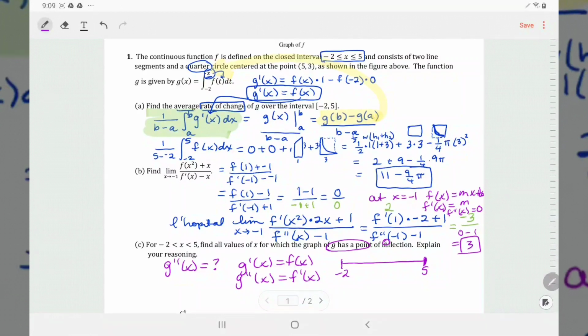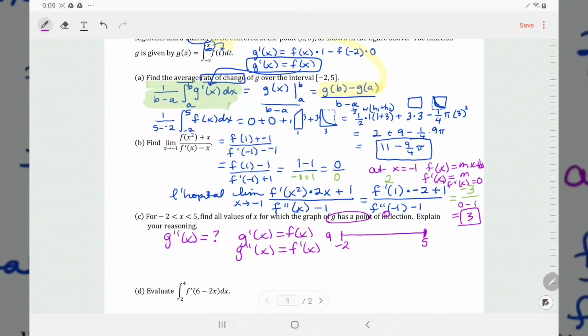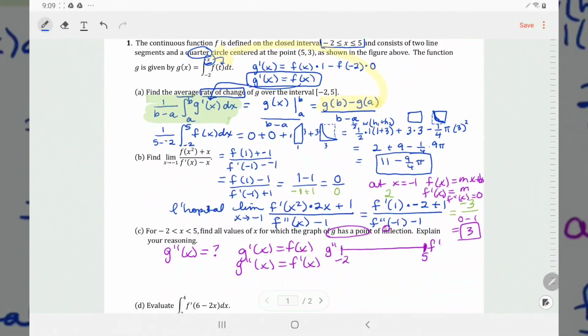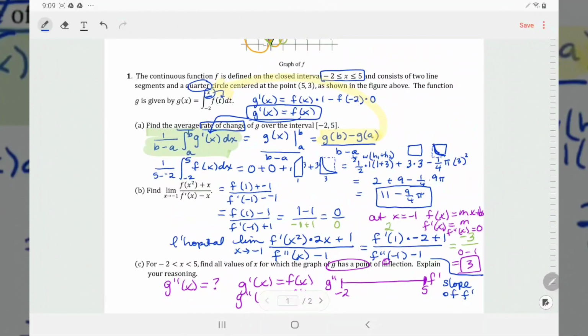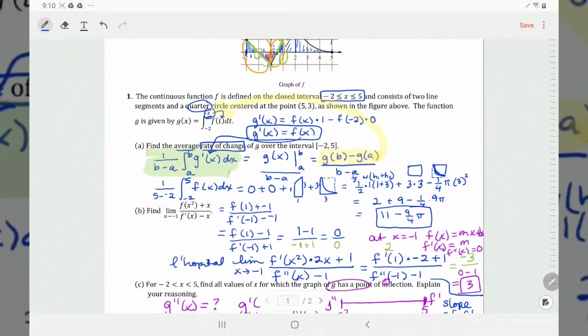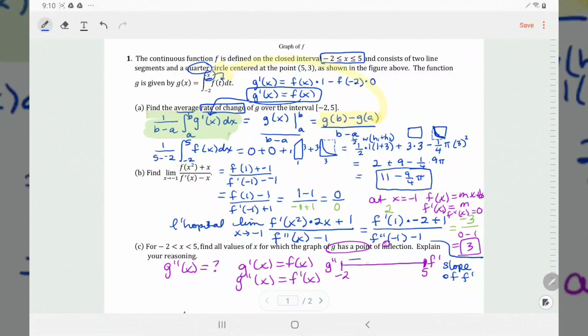So for the f prime graph, I'm going to write over here, would be the slope of the f graph. Okay, so the slope of the f prime graph starts negative. Specifically, it's -1, but it starts negative, and it goes negative until where it's sharp. Now, sharp or 0 or discontinuous all need to be on the number line. So that is at x equals 0. And then the slope of the f graph is positive until 2.